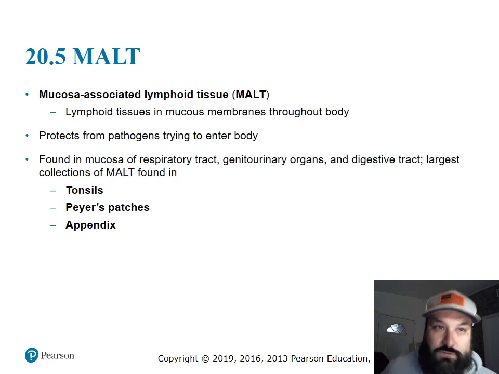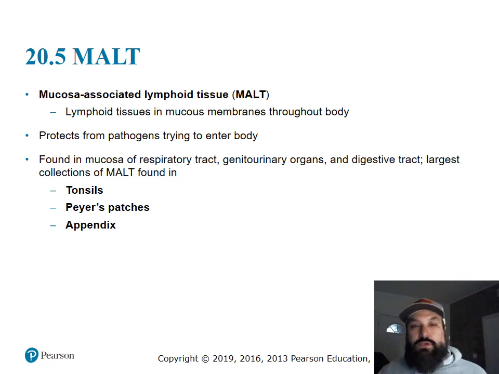So let's revisit MALT, or talk about that, because I mentioned that earlier in the PowerPoint, but I didn't discuss it, and I told you I would discuss it. So here it is, right? MALT, mucosa-associated lymphoid tissue. That's what MALT stands for, right? And it's located in the mucous membranes throughout the body. So we find MALT in a lot of places.